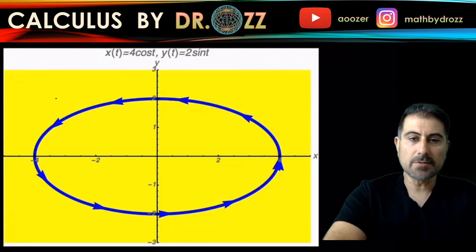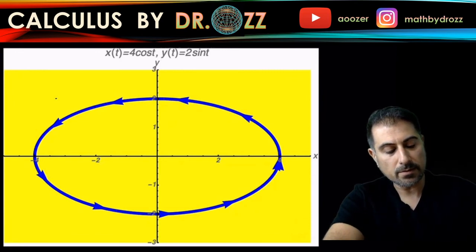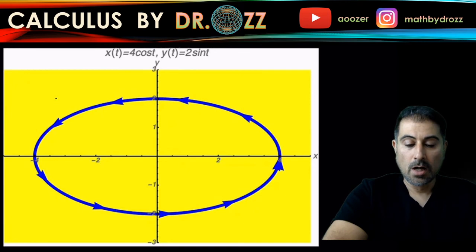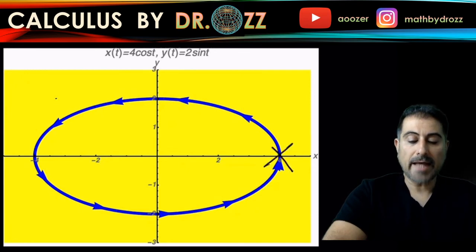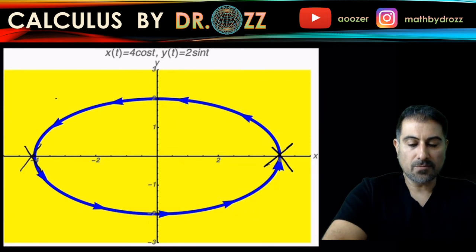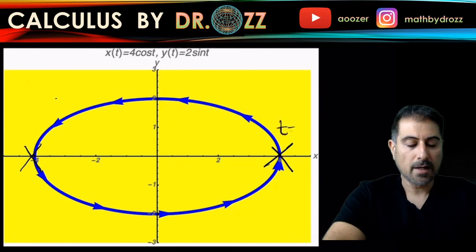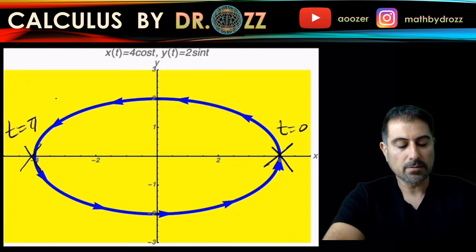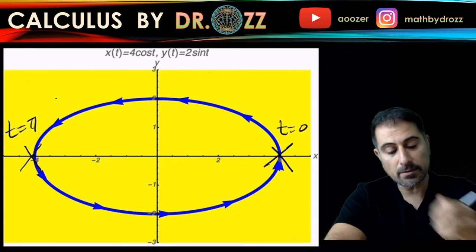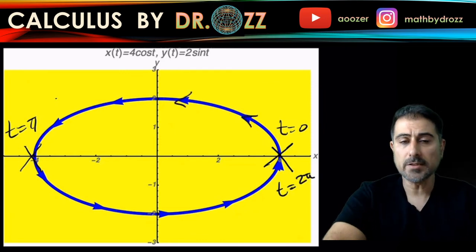Let's see what t equals 0 corresponds to. T equals 0 means you have 4 and 0, so you are right at this point. For t equals pi, you have x negative 4 and y 0, right at the point that I just crossed. At t equals 2 pi, you get back to where you started, 4 and 0 again, and you can see the direction here. This is one period.